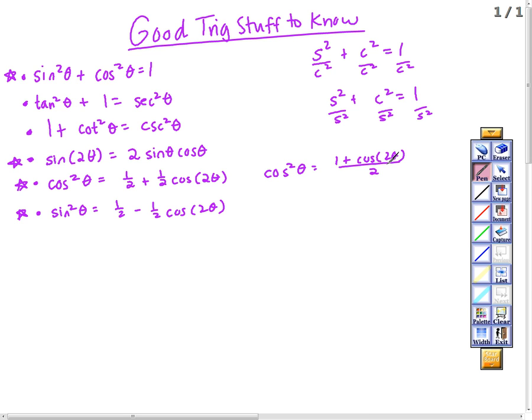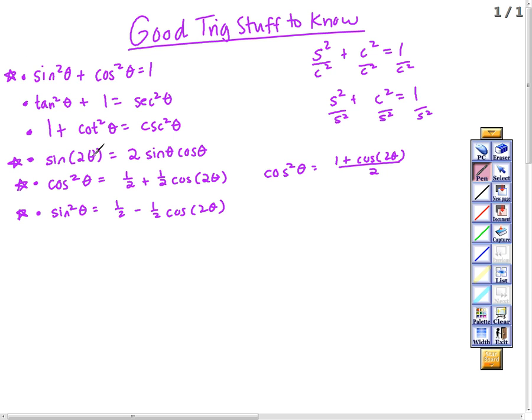For sine of 2 theta, does that work with any, like instead of 2, we work with 3? No. Okay, so you need to memorize these with stars.